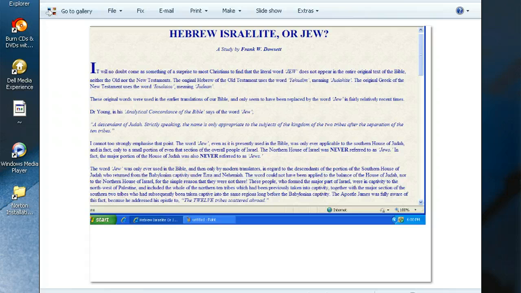The original Hebrew of the Old Testament uses this word, Yehudim, and Judahite. The original Greek of the New Testament uses, I can't really pronounce that, but it looks like it begins with an I, meaning Judean. These original words were used in the earlier translations of our Bible and only seem to have been replaced by the word Jew in fairly recent times. That doesn't mean 50 years ago in the scope of time.